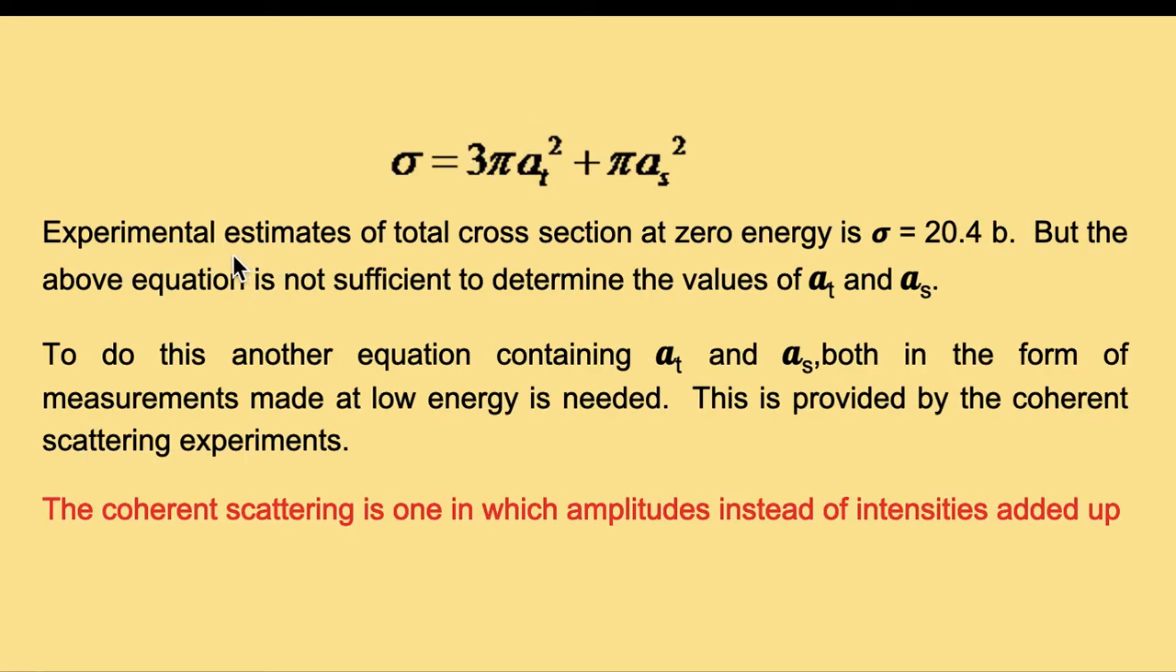And from this equation, experimental estimates of total cross section at 0 energy, this we have already mentioned, it is 20.4 barn. But the above equation is not sufficient to determine the values of AT and AS. To do this, another equation containing AT and AS, both in the form of measurements made at low energy, is needed, because we have done this at low energy. This is provided by the coherent scattering experiment. It's an experiment that we will not discuss here, but the term coherent scattering is one in which amplitudes instead of intensities are added up. That is the definition of this coherent scattering experiment.